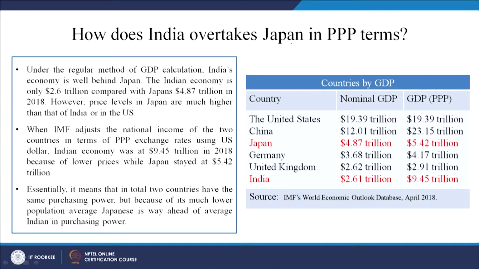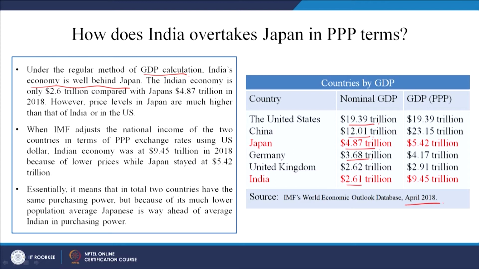So, let us look at one case now. How do India and Japan stand when it comes to PPP, right. Let us read this. Under the regular method of GDP calculation, India's economy is well behind Japan. The countries are United States, China, Japan, Germany, United Kingdom and India. The source is April 2018. In terms of nominal GDP, United States is 19.39 trillion, China 12.01, Japan 4.87, Germany 3.68, United Kingdom 2.62 and India is just at the sixth position with 2.61 trillion, right.